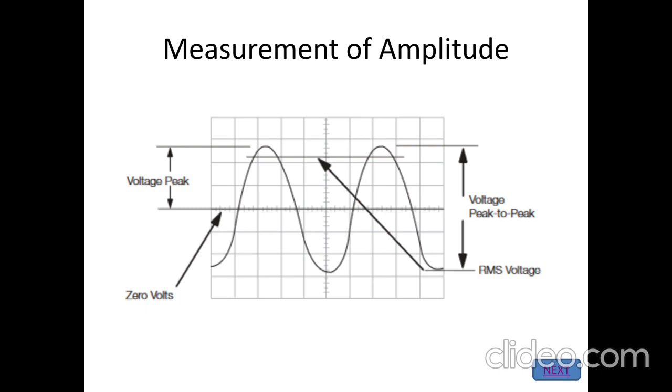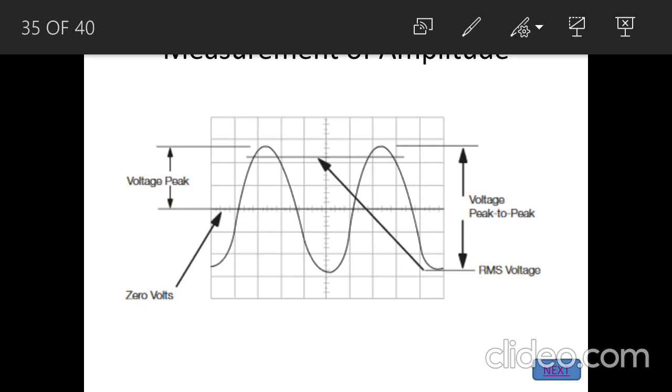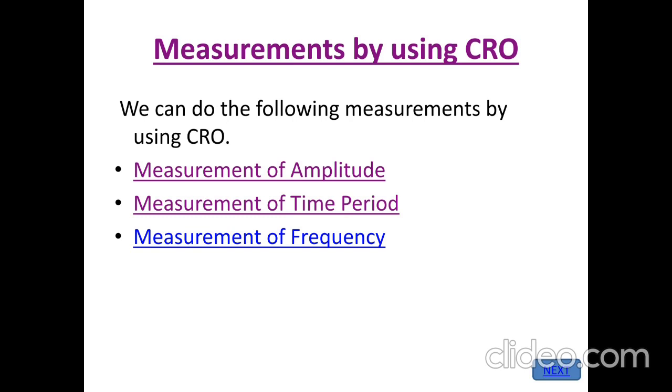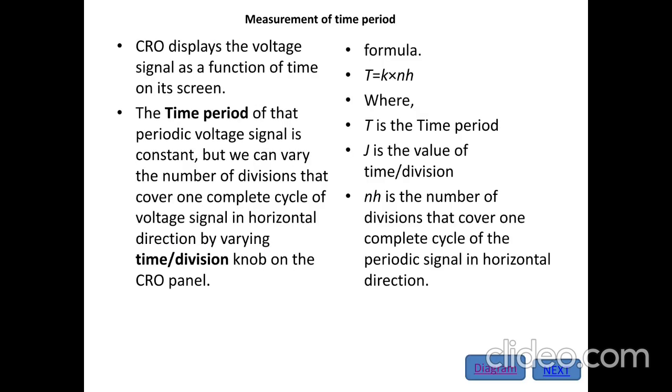In this diagram, if you're going to see, it is covering five major blocks. That we have to take into account, and then if you substitute those values in this particular formula, we will get the time period measurement.